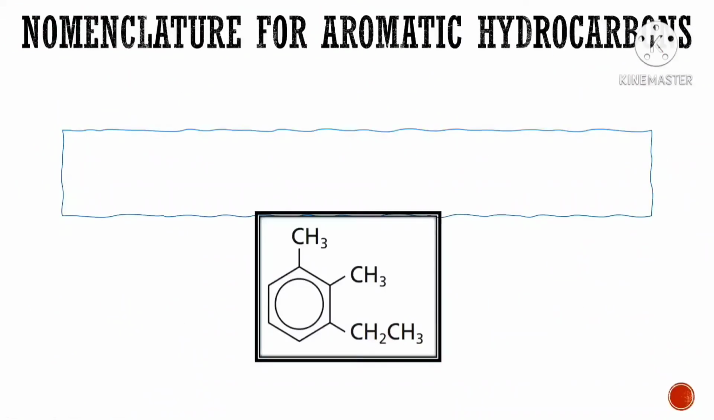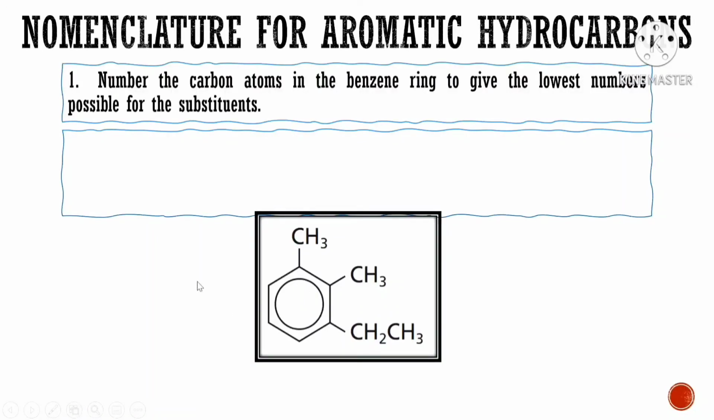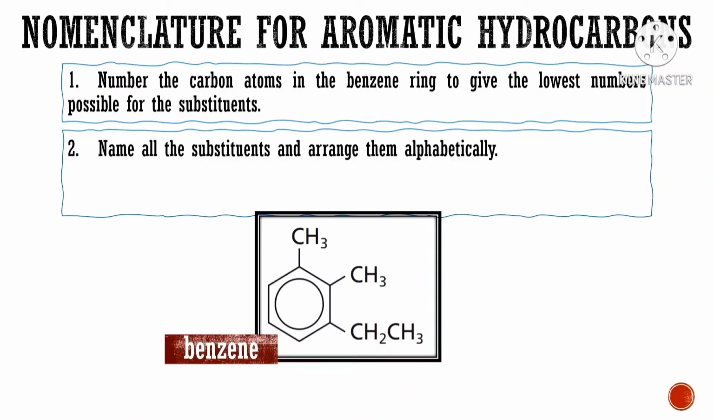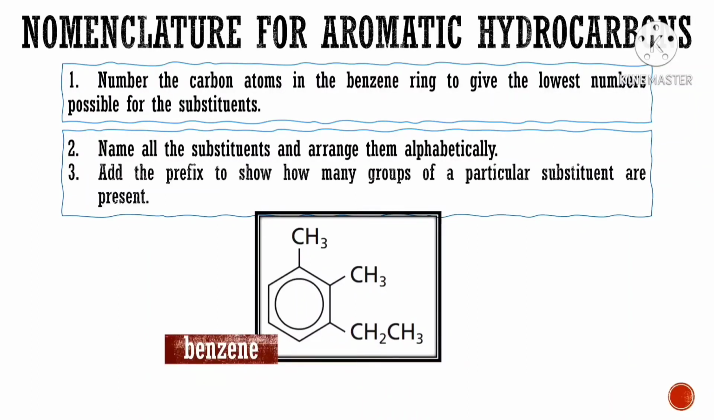Let us now proceed to naming aromatic hydrocarbons. The presence of a benzene ring makes it an aromatic hydrocarbon, so let's try to name this. First, number the carbon atoms in the benzene ring to give the lowest numbers possible for the substituent. Next, name all the substituents and arrange them alphabetically, and add the prefix to show how many groups of a particular substituent are present. We number it starting from this carbon.